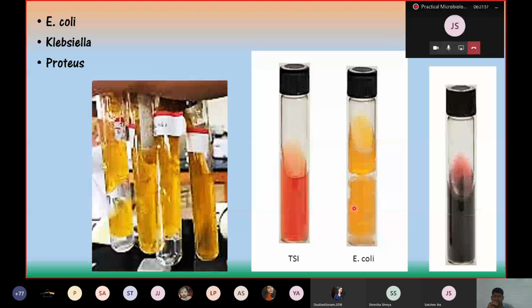This is in case of E. coli. This is in case of Proteus. This is in case of E. coli. This is not changed at all.